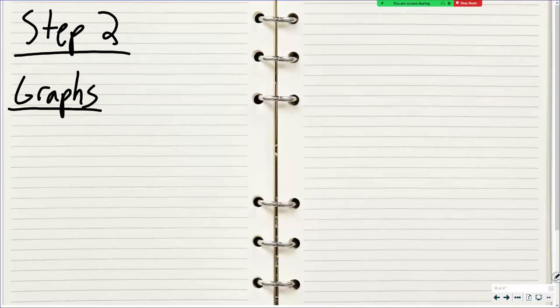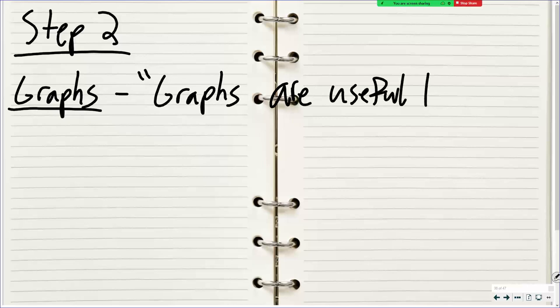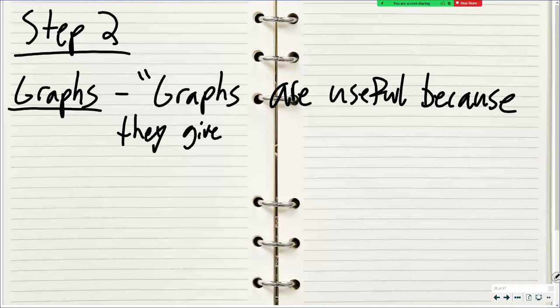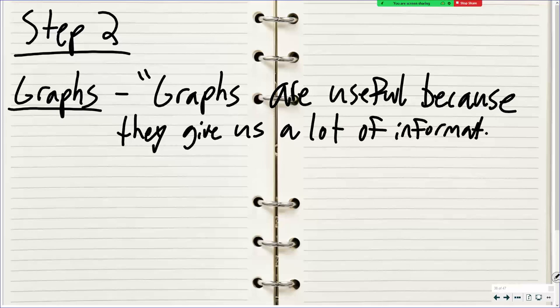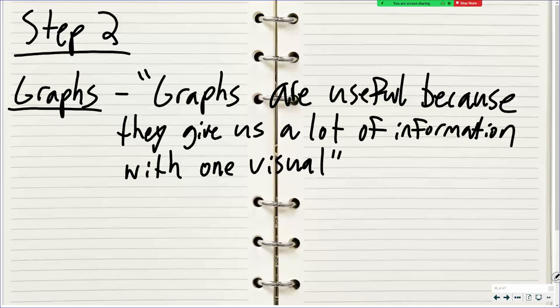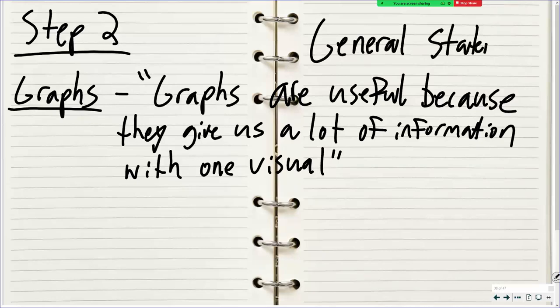And we could say, graphs are useful because they give us a lot of information with 1 visual. And so a tactic you might want to use for doing this assignment, you might want to do a general statement like this one, and then you might want to do a specific sentence, right?